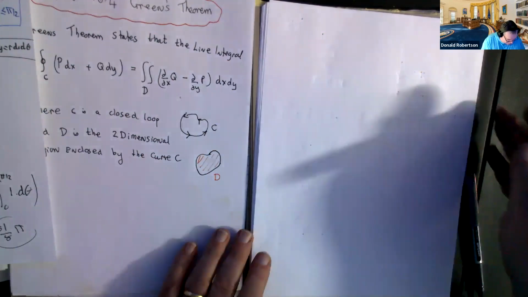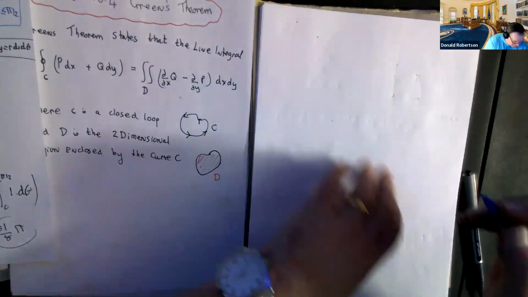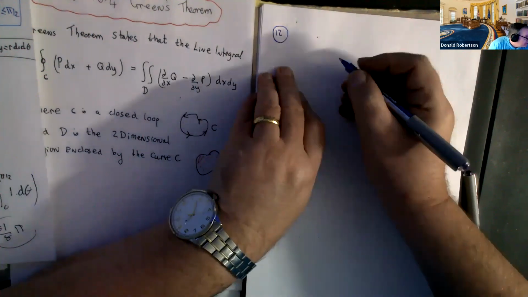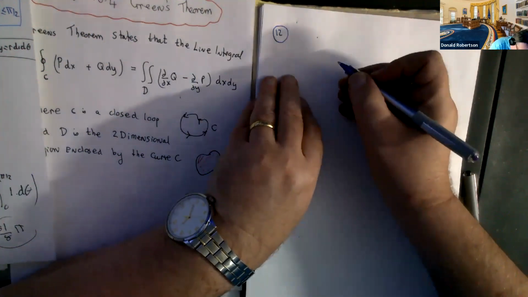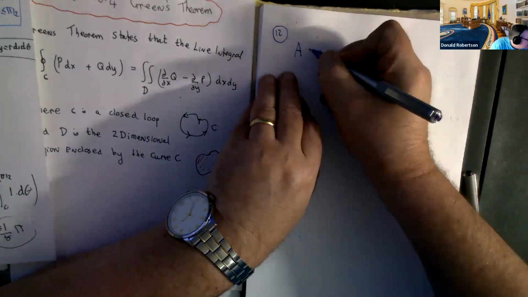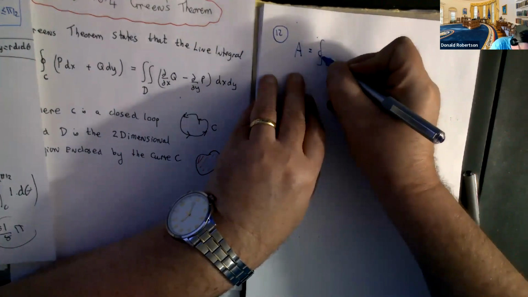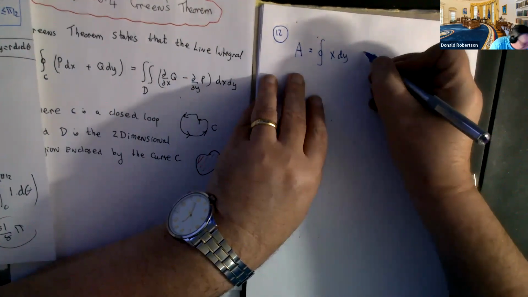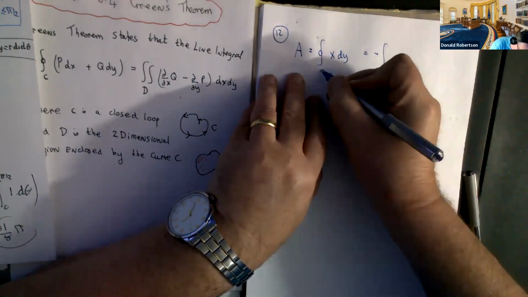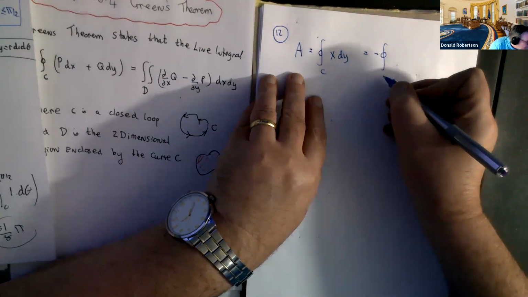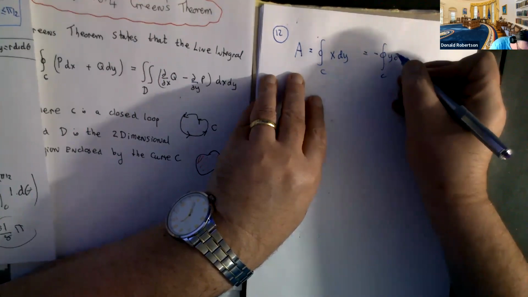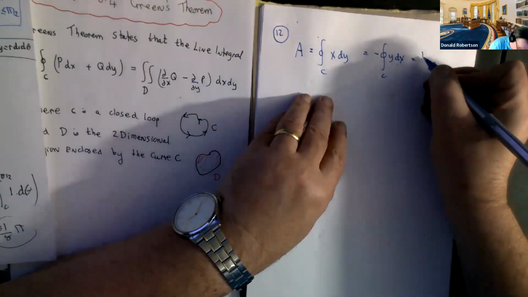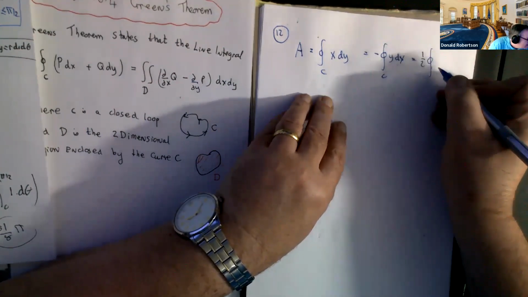Now, question 12 is a little bit weird. So here we go. It says use the following formulas. So A is this guy. It's also the negative of this guy. It's also 1/2 this guy.